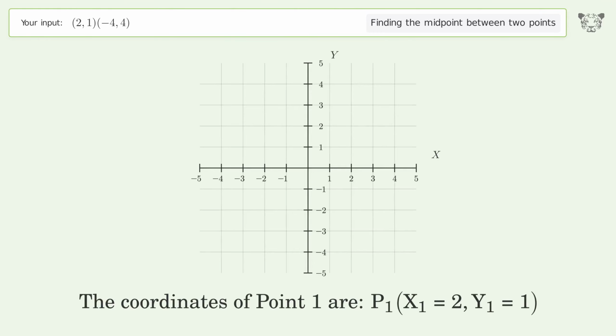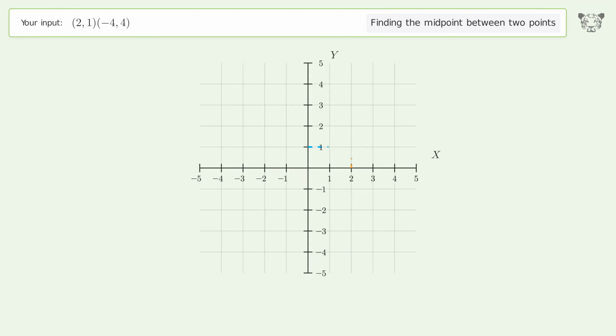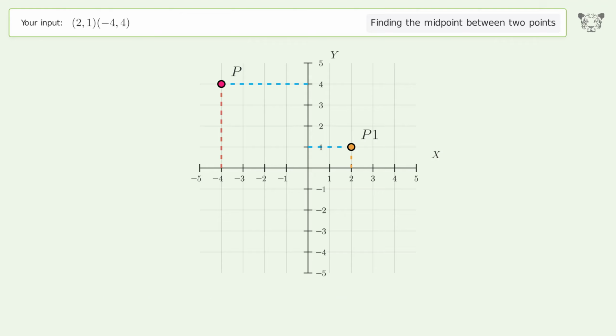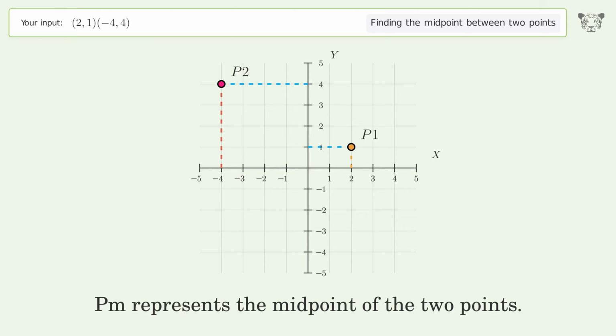The coordinates of point 1 are x1 equals 2, y1 equals 1. The coordinates of point 2 are x2 equals -4, y2 equals 4. PM represents the midpoint of the 2 points.